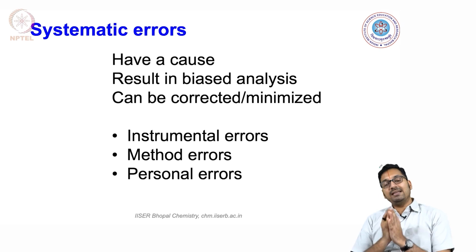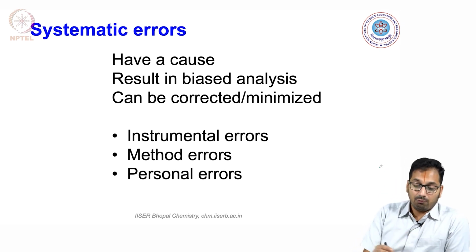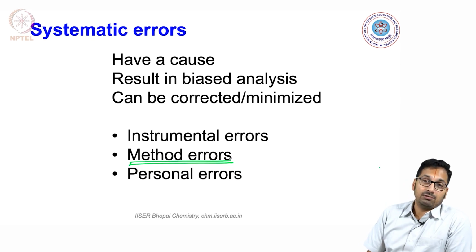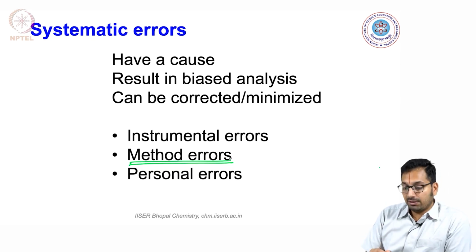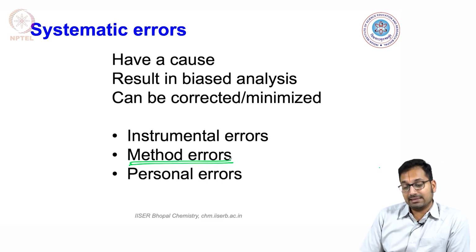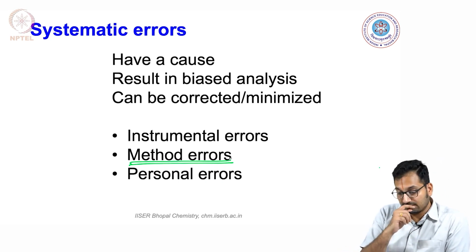Okay, so now that we have seen instrumental errors that could come up, what other things could happen is that you could also have method errors that could arise. What do we mean by method errors? Let's say in the experiment that you're doing, subtle mistakes that could end up happening. What do we mean by subtle mistakes?